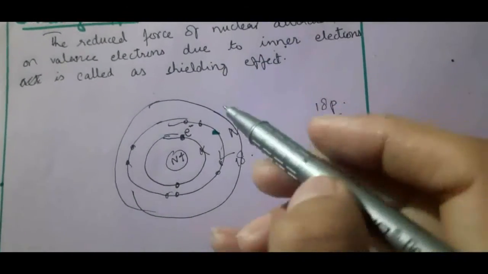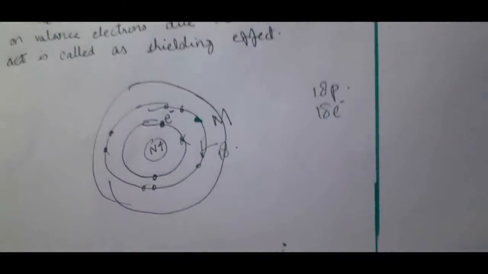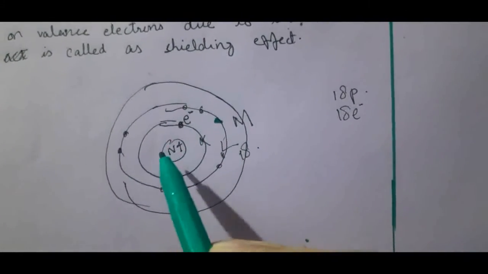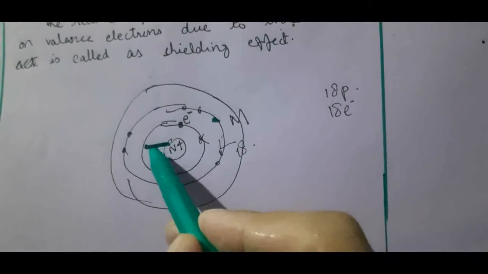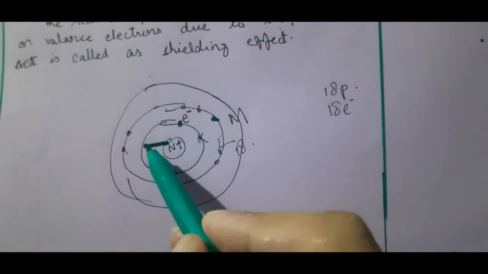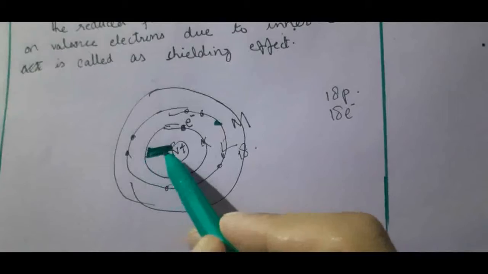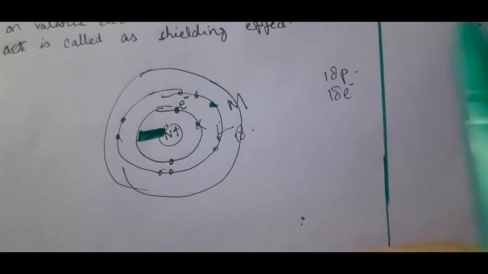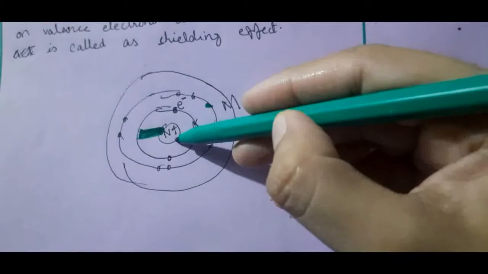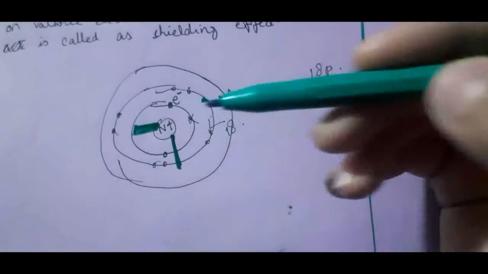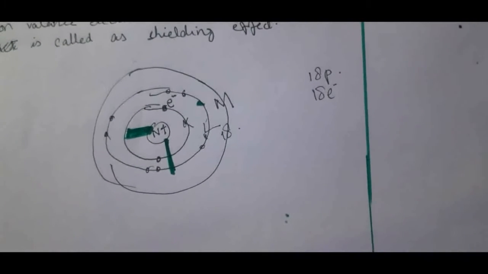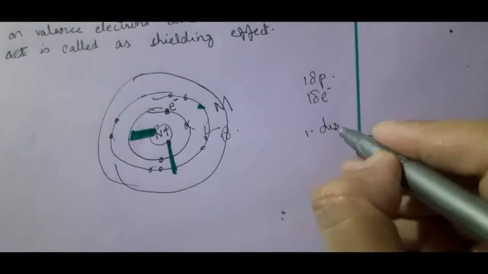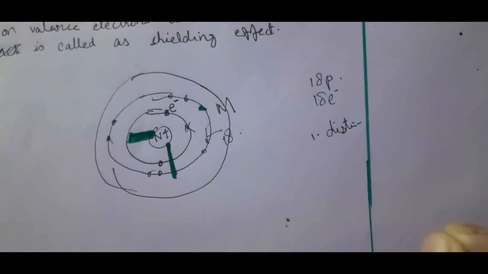But what happens? The case which we usually observe is that the first energy shell faces more nuclear attraction. Why? Because this shell is very close to the nucleus. The more it is close, the more it will observe nuclear attractive force, whereas the second shell will exert less force as compared to the first shell. There are now 2 main cases. Case number 1 is the distance. The more there is distance, the less will be the nuclear force, right?